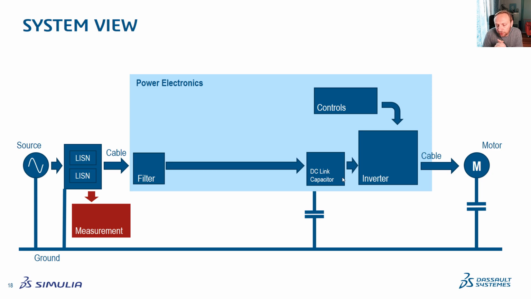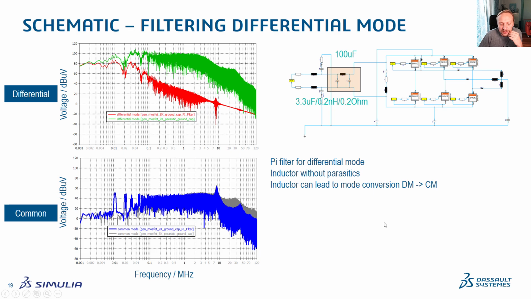Let's think, how can we filter this? How can we make sure that this emission doesn't reach the line? We want to keep the current confined to the system with the power electronics. So that's where we add a filter, typically an input filter, somewhere at the power electronics where you connect the power cable to the rest of your power electronic system. Talking about filters, I chose, of course, the most simple one, a kind of pi filter. So I add two capacitors between P and N, and between these two capacitors there's an inductor.